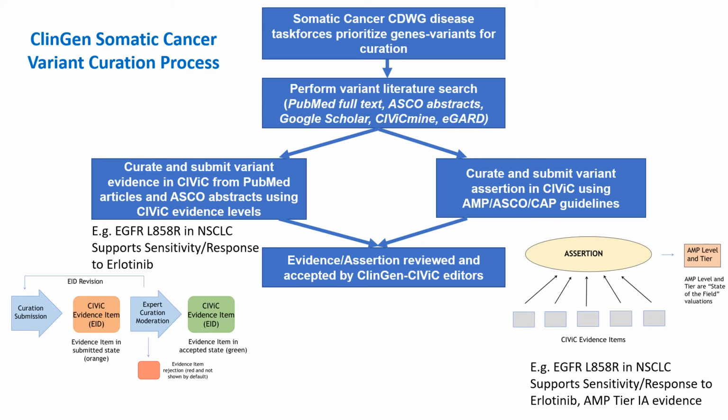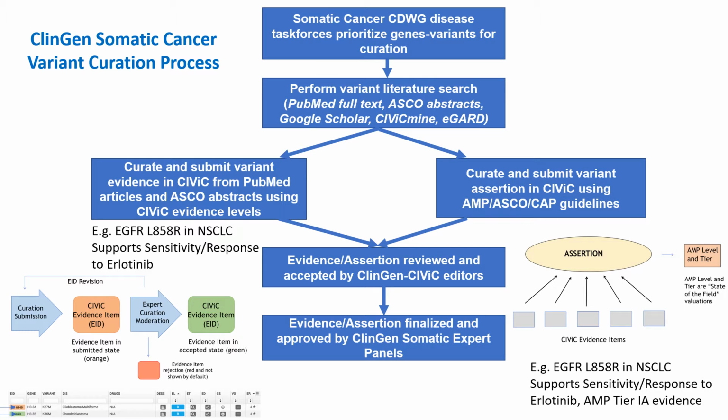Once an evidence item is curated and submitted in CIVIC, the evidence ID shows up in orange color, which indicates that the evidence item is in the submitted or the pending state. The ClinGen CIVIC editors will then review this evidence item, and if your interpretation is correct and in compliance with our standard curation procedures, it is approved. The approved evidence item is indicated in green color. If the data curation is not in compliance with our curation procedures, then the editor will reject the evidence item, which is indicated in red.